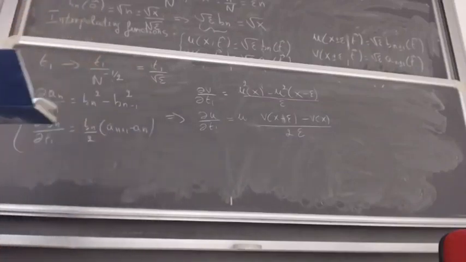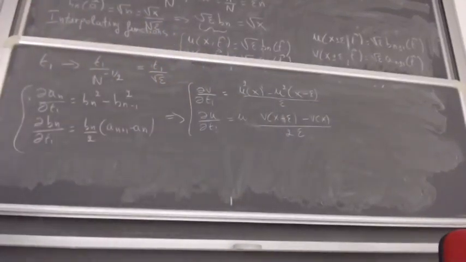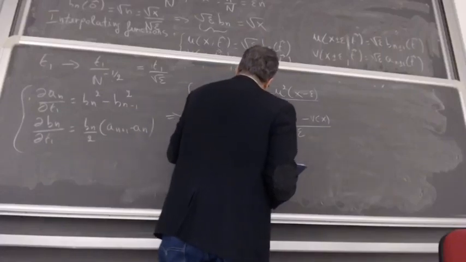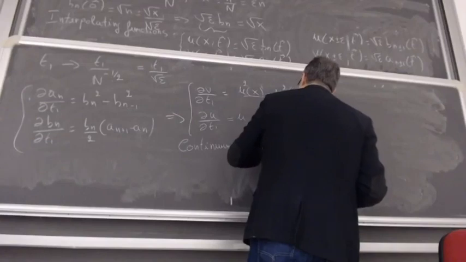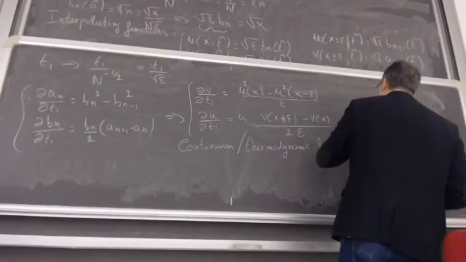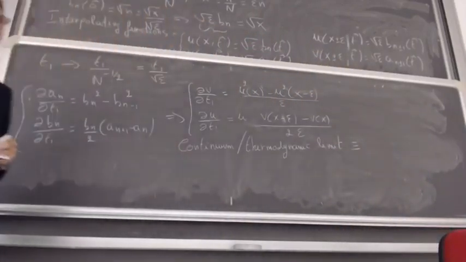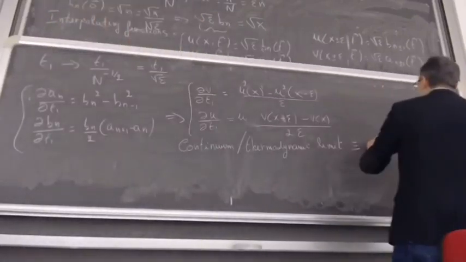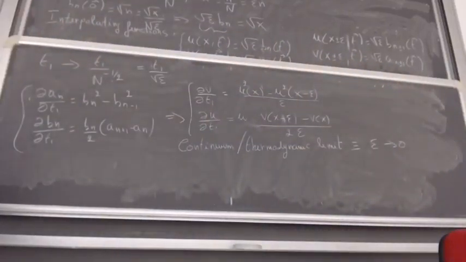Including, of course, t1. So now we are set up to perform the continuum limit. If epsilon tends to 0, the continuum or thermodynamic limit corresponds to studying the regime where epsilon tends to 0. So capital N tends to infinity, and therefore small n also tends to infinity.